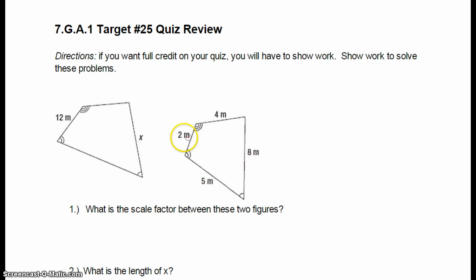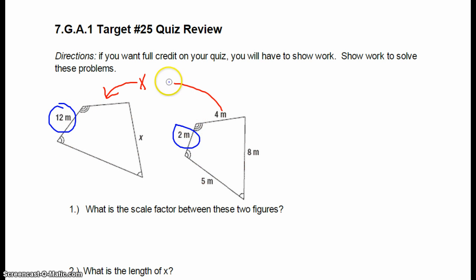Now remember, the scale factor is some number that we can multiply each number in the smaller figure by to get the matching number in the bigger figure. So my first thing to do is find matching sides, or corresponding in math terminology, corresponding sides. So this short side here, I can see it's between these labeled angles. It matches up with this shorter side here, because on this figure, it's the side between these two strangely marked angles.